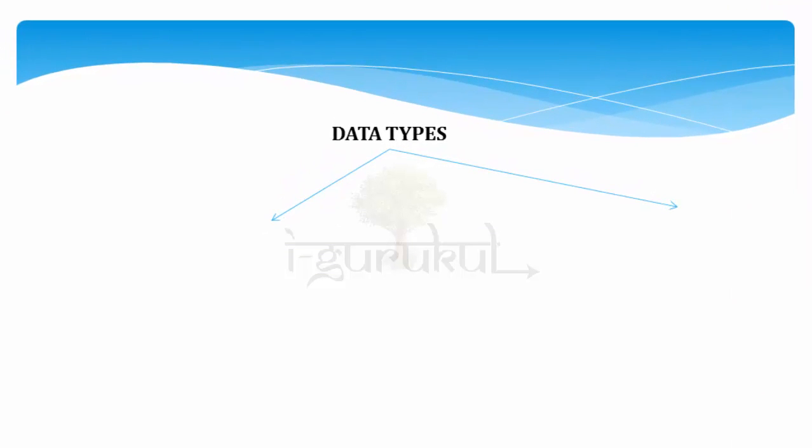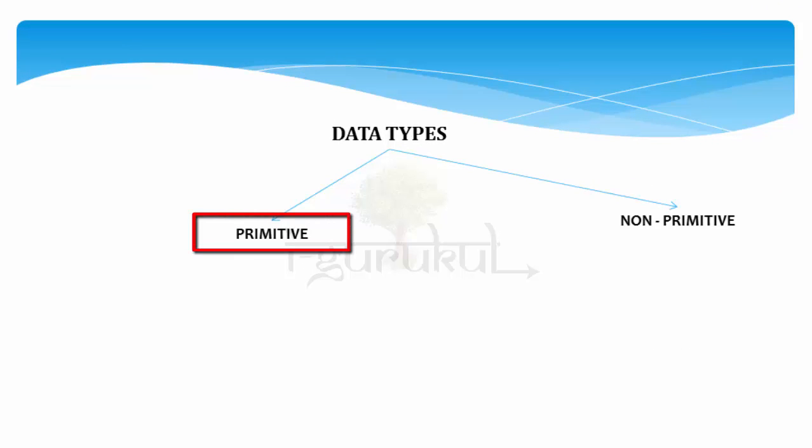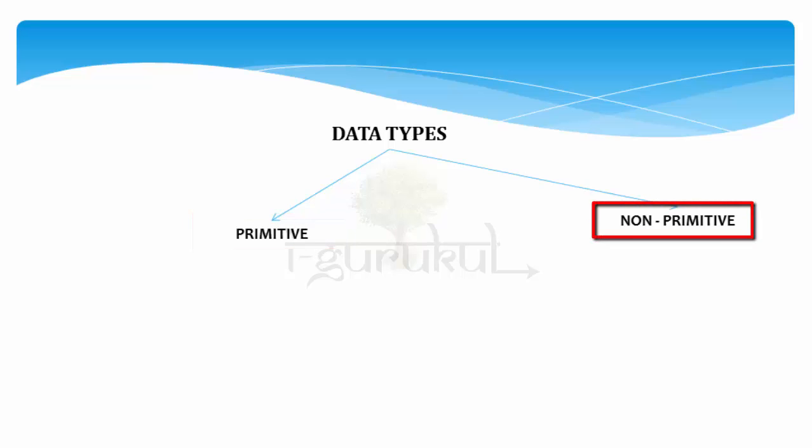Let's have a brief look at the different kinds of data types. There are basically two types. The first one is primitive, that is the built-in data type, those data types whose definitions are predefined in Java. And another one is non-primitive. Non-primitive means derived ones, that is, derived from the built-in data types, the primitive data types.